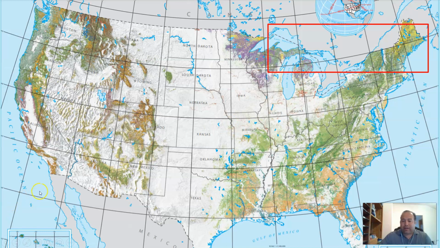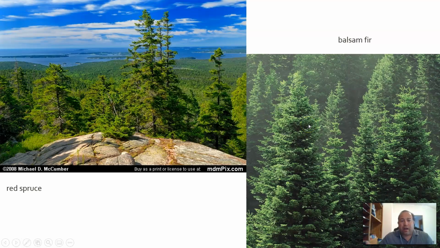So on the left here, this is red spruce, and on the right here, this is balsam fir. So you can see those are 2 coniferous or cone-bearing trees. And so when we say spruce fir, these are the trees that we're saying are dominant when we say spruce fir. And when you look out in the background of these pictures, you can kind of see why.